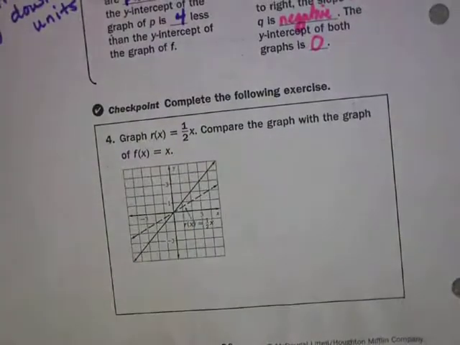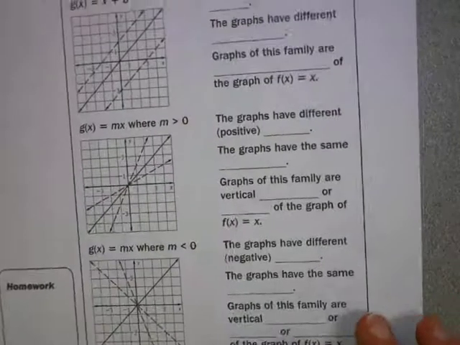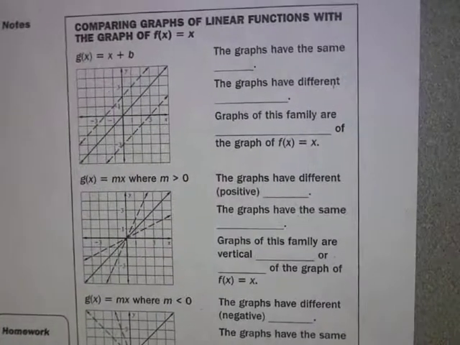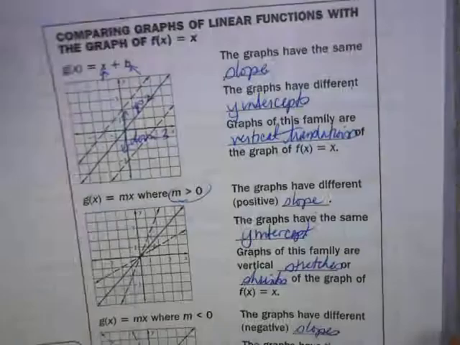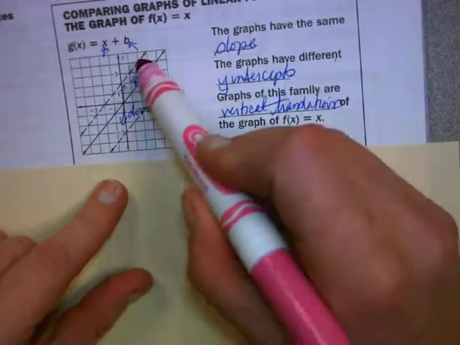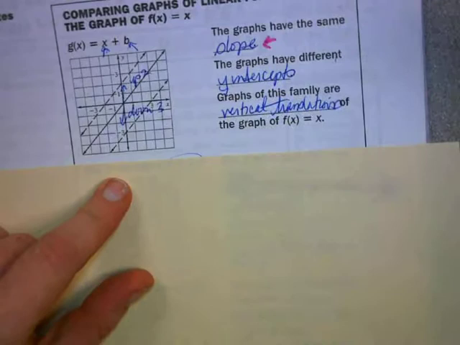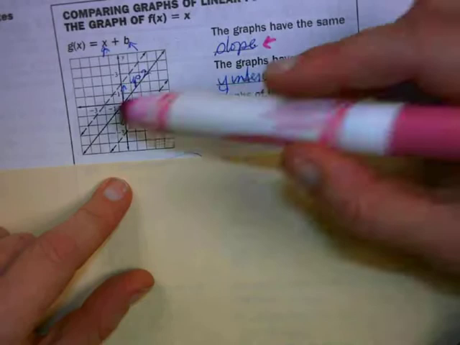Okay, so we're going to fill in this last page here. Actually, I'm going to have you do it. I want you to go through and see if you can figure out the pieces to the puzzle, what missing words go in there, and then come back and see my answers. All right, so my very first one, it's x plus b, and if you're looking here at these 3 lines, what do you notice? They have the same slope, they have different y-intercepts, and the graphs of this family are vertical translations of the original. So one slid up and one slid down.